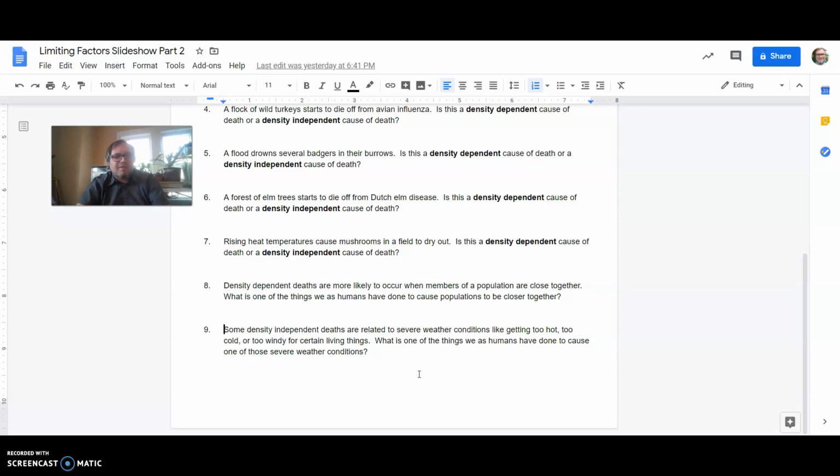So again, I hope that this helps you with the instructions for the limiting factors slideshow, part 1 and part 2. Again, these are both connected to the same video. So even though it's two different worksheets, they're two parts of the same presentation. So I hope that makes this easy to understand.